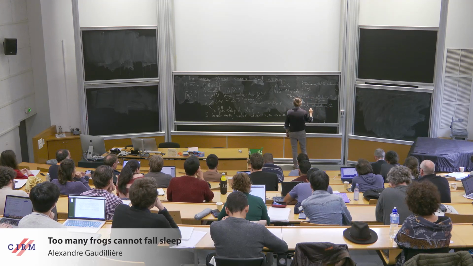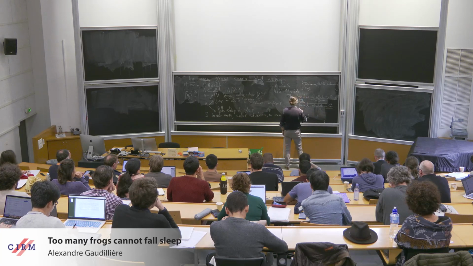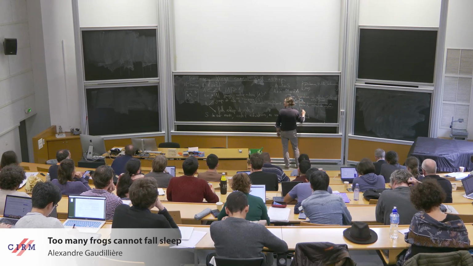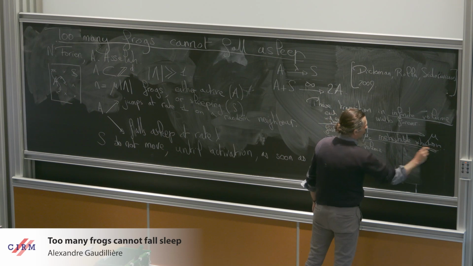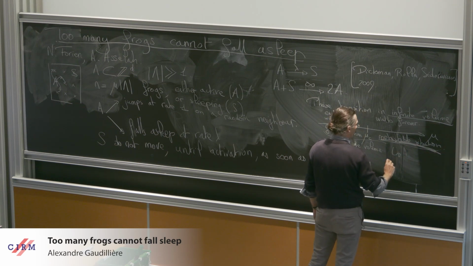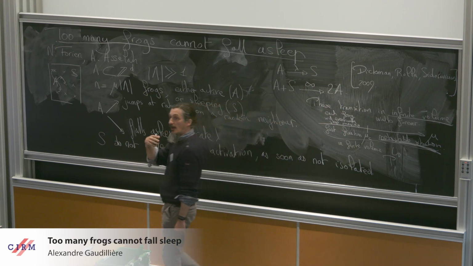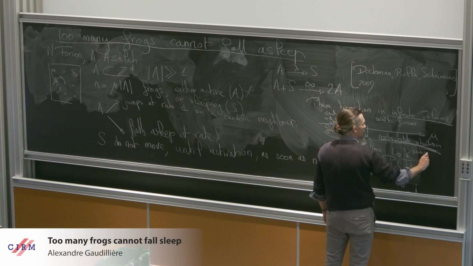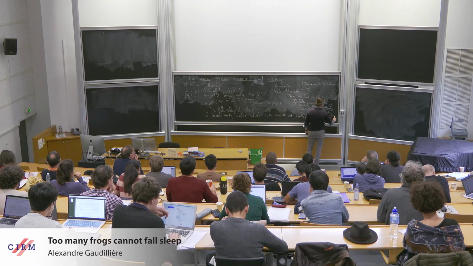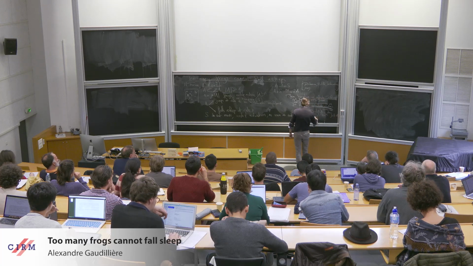What I mean by that is, in a finite volume, a metastable situation means that starting from everyone active, the probability that the fixation time is larger than e to some constant times n, n being the number of frogs, is 1 minus o(1), starting from all active.